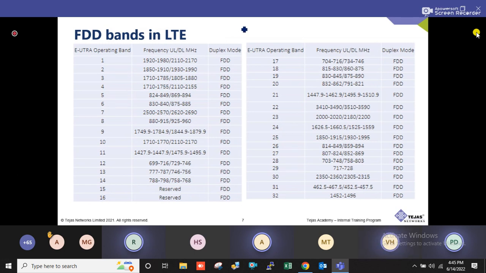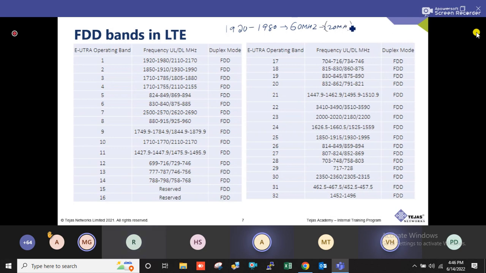Correct. I'll just give you an example here. Let's take the first band, 1920 to 1980. How much gap do you have? 60 megahertz. So this is a channel which has 60 megahertz. Let's say the regulatory body in India thinks that we will allocate each operator 20 megahertz. Okay, each operator 20 megahertz.